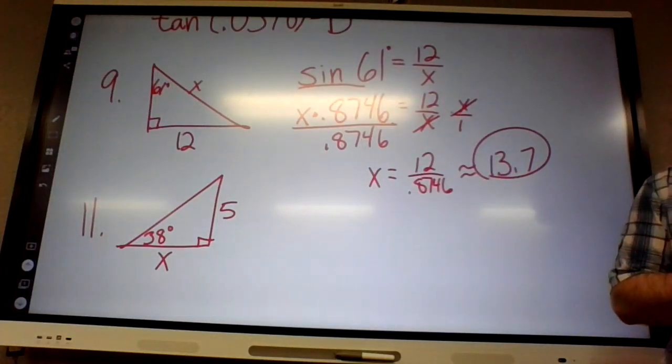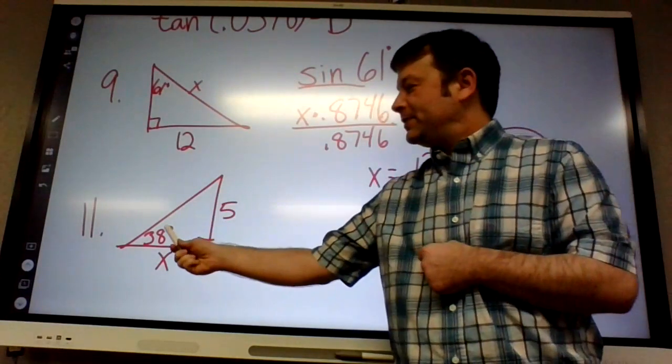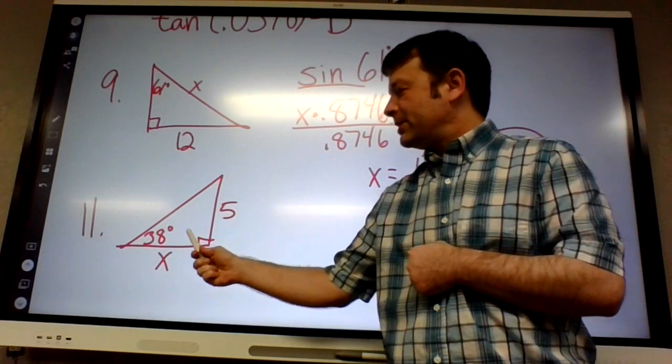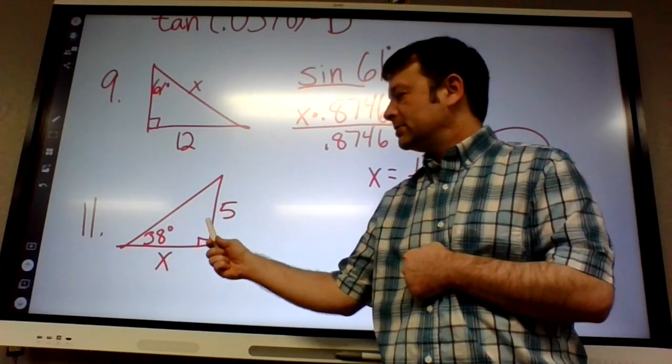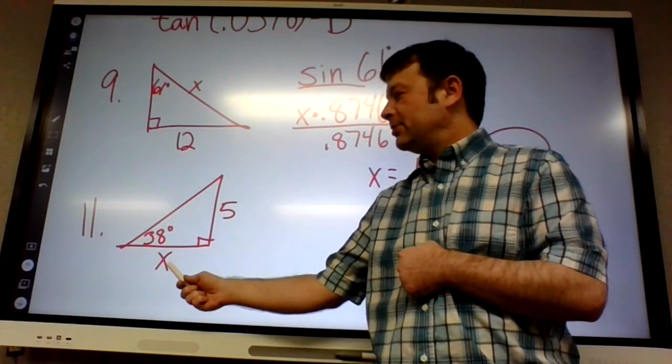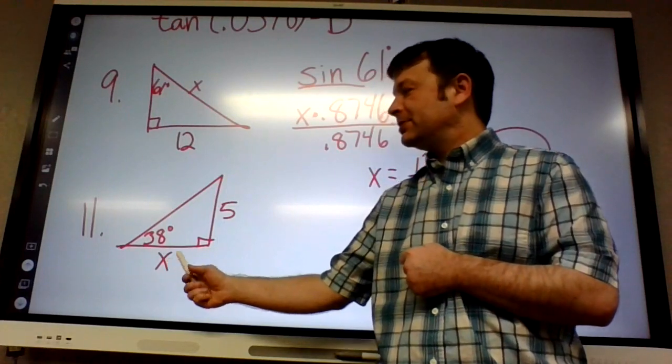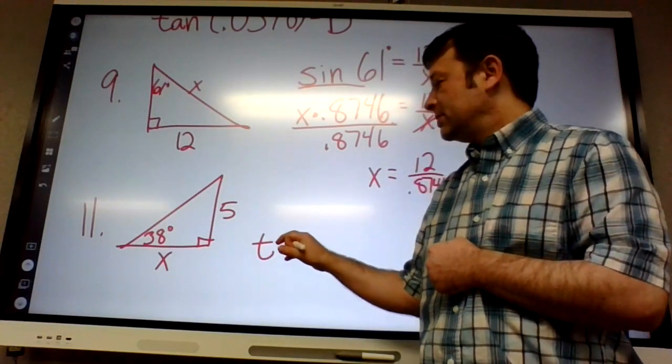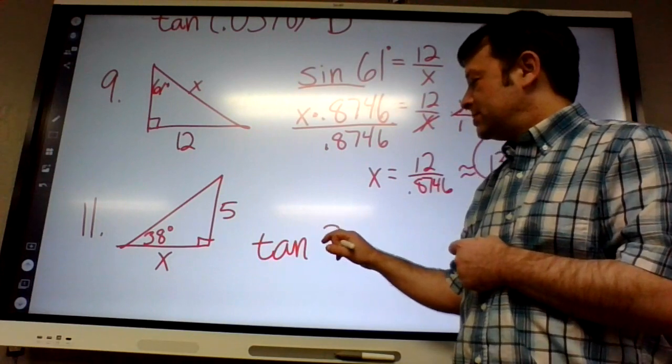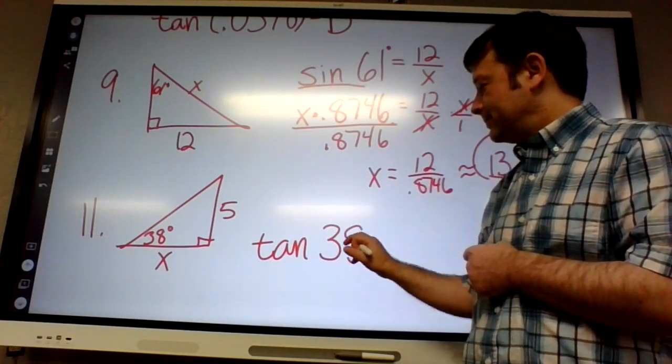Alright, so remember how we did this? Relative to this angle, what sides do we have here? Opposite. Opposite. Which trig function? Use tangent. Tangent, that's what I said.